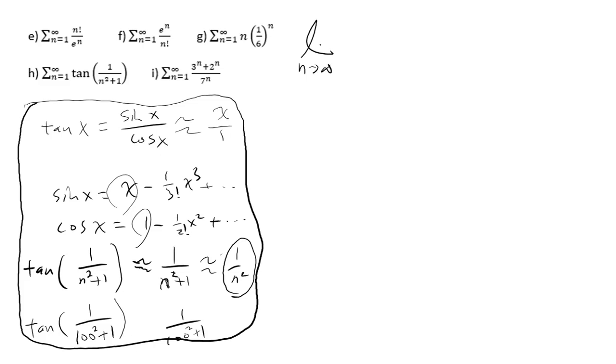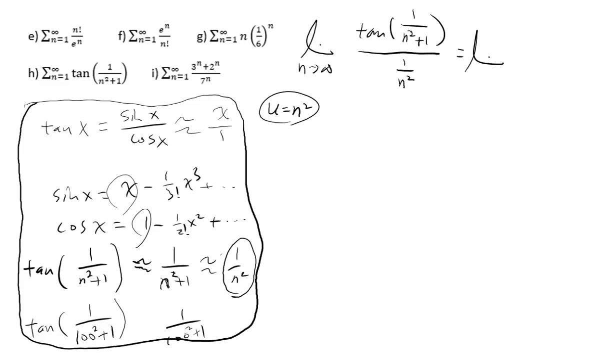Limit as n goes to infinity of tangent of 1 over n squared, plus 1, over 1 over n squared. Okay. Now I see that they both have n squared here, right? So let's just define u to be equal to n squared to simplify a little bit. Dividing by 1 over n squared is multiplication by n squared over 1 times tangent of 1 over n squared plus 1.